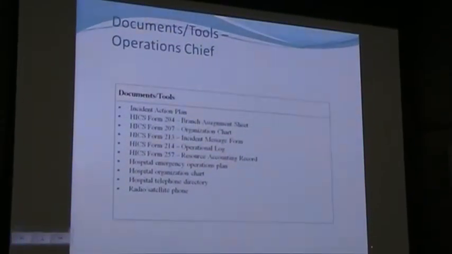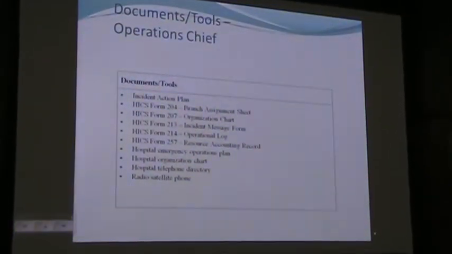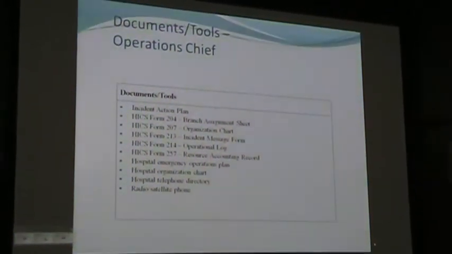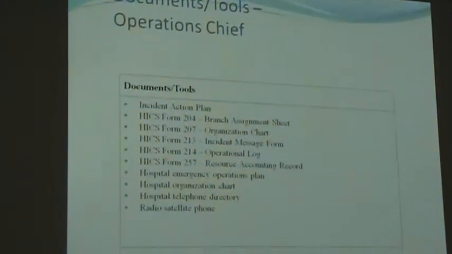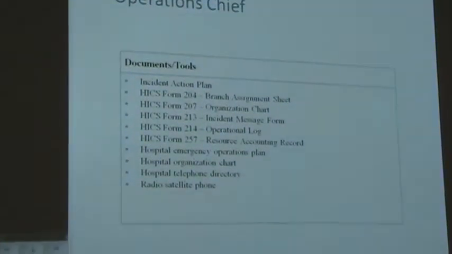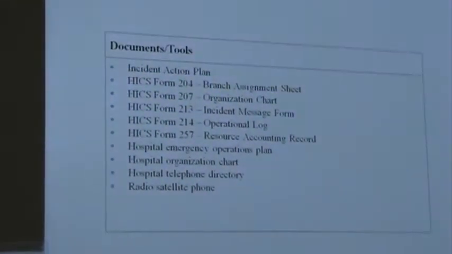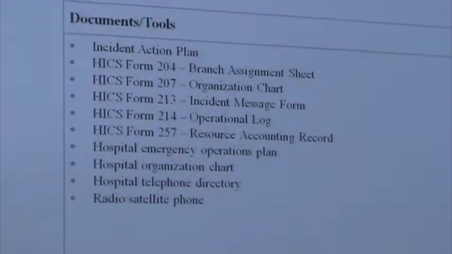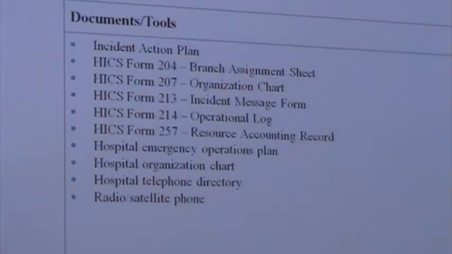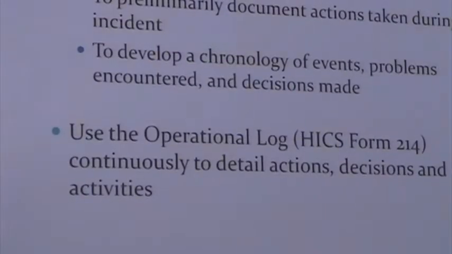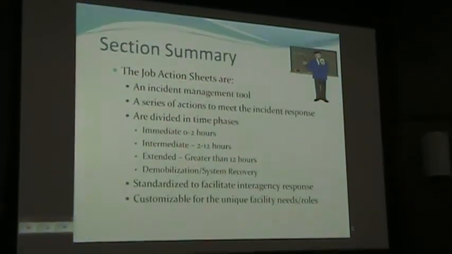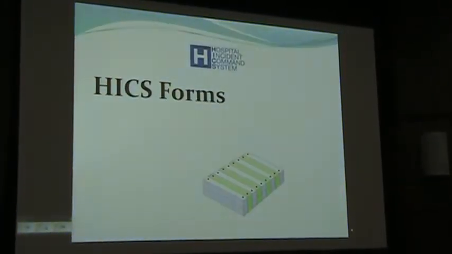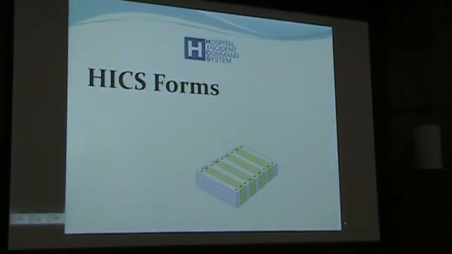Okay? At the end of the job action sheet, it should have all the tools or documents that position needs to be successful. So if they need to have a radio to communicate with fire and EMS when they come in, then make sure they have access to that, and make sure it's at the bottom of their job action sheet, in their tools section. So it tells them what they need right off the bat to be successful in their role. All right, I think I covered that. Customize them.